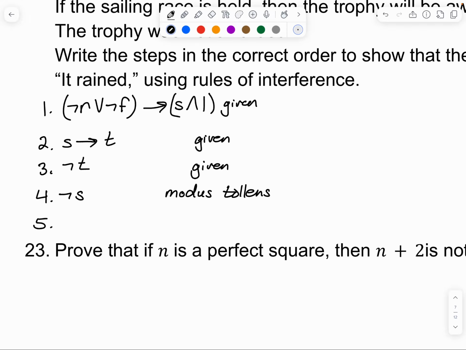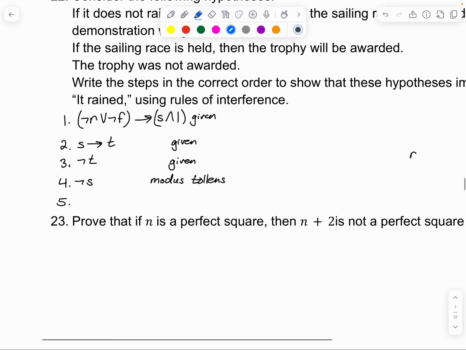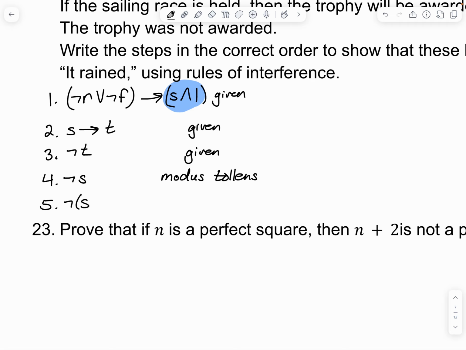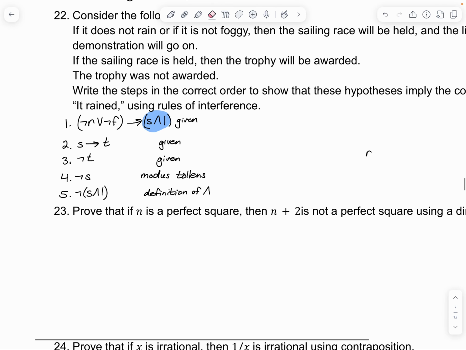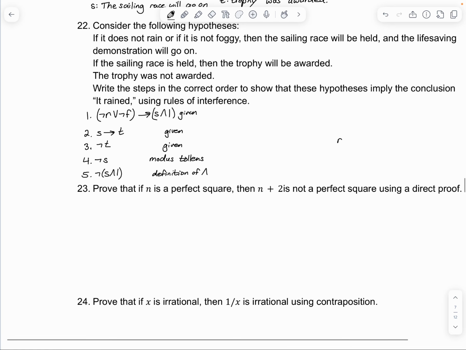Let's see. My goal is to get to R. Okay, I see a pattern here. I have not S, and I'm looking at this guy right here. If S is false, then I know that that whole thing, S and L, is false. So that's actually the next thing I'm going to write. S and L is false. So that's true just by the definition of and. So that's what I'm going to write. The definition of and. If S is false, then S and L is false. You don't need to know anything about L to draw that conclusion.